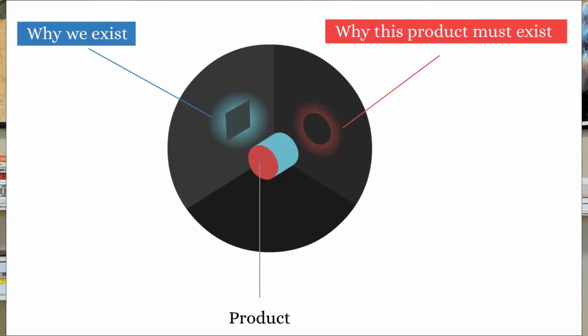So I really have to close the sale in this first visit. Now, what we've done is, this is the best part. I'm going to tell you what happens next. In order for the product description to be super effective, you have to nail 2 aspects. One is why we exist, and the other is why this product must exist.